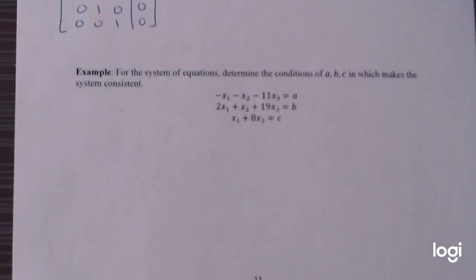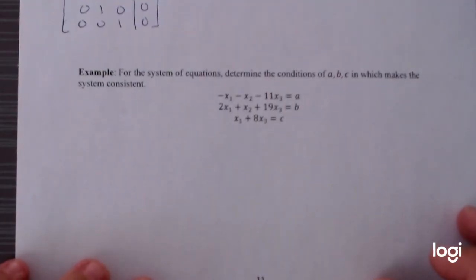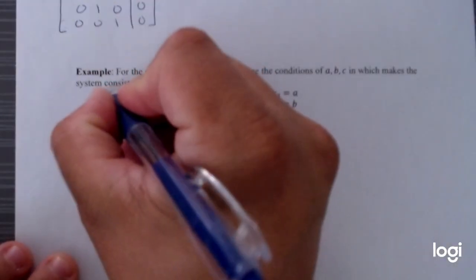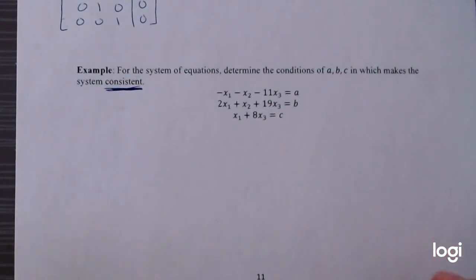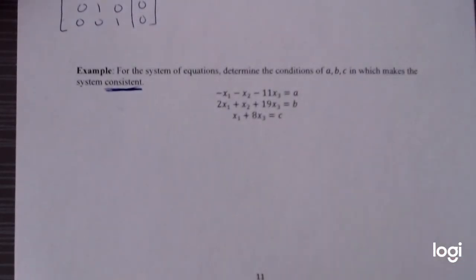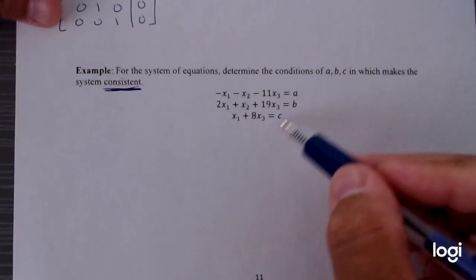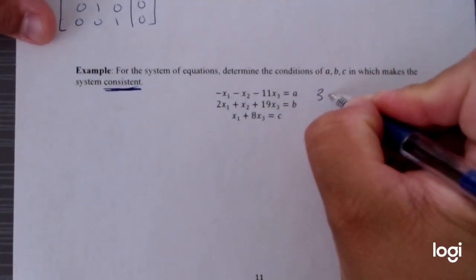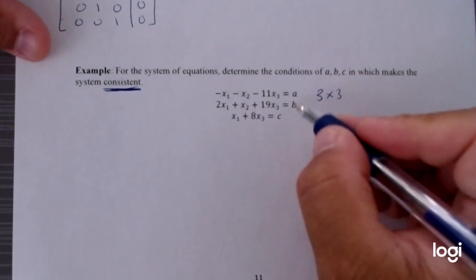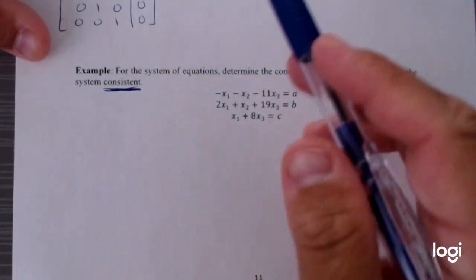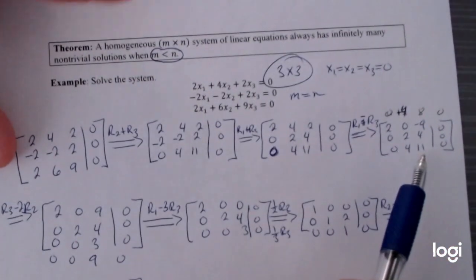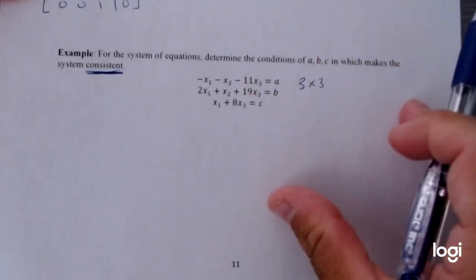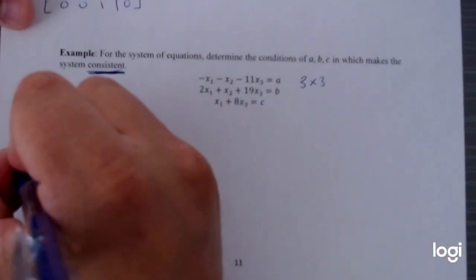For a system of equations, determine the conditions of a, b, and c which make the system consistent. Consistent meaning we actually have a solution, right? A little theoretical, but we could do this. We have to find what answers make this true. This is a 3 by 3 again. And we don't know if it's homogeneous, right? These are arbitrary values, so this theorem probably won't apply anymore. Okay, so let's see.